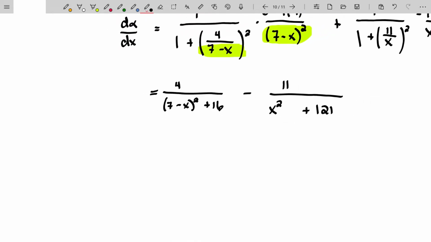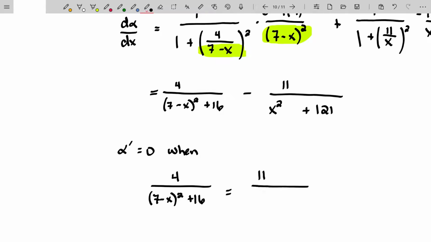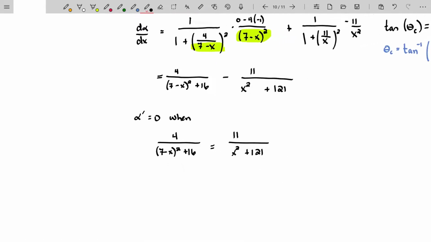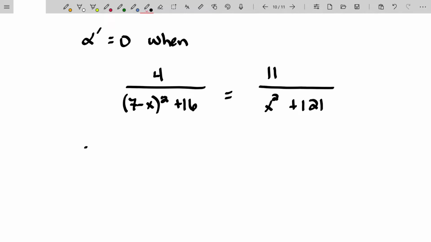All right, so alpha prime is equal to 0 when the first fraction is equal to the second fraction, right? So when 4 over the quantity (7 minus x) squared plus 16 is equal to 11 over x squared plus 121. And this is just going to be a gnarly algebra problem. And most of them, actually, you've probably seen in this video series, most of these optimization problems end up just testing your algebra skills over and over and over again. It's kind of a trudge through algebra when you're doing optimization problems, honestly. It's just how it is.